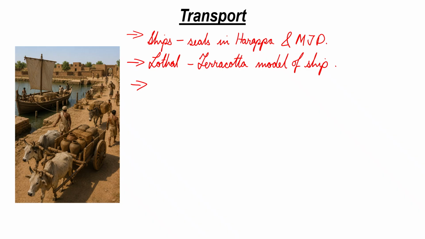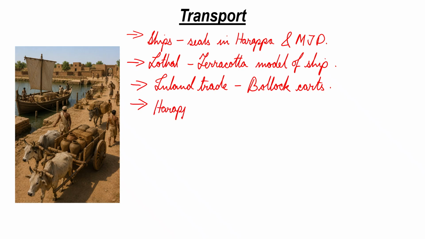So we needed transportation for land also. For inland trade, we had bullock carts, the oldest mode of transport. So bullock carts were there for inland trade, and other information available is from the evidences found in Harappa and Chanhudaro.